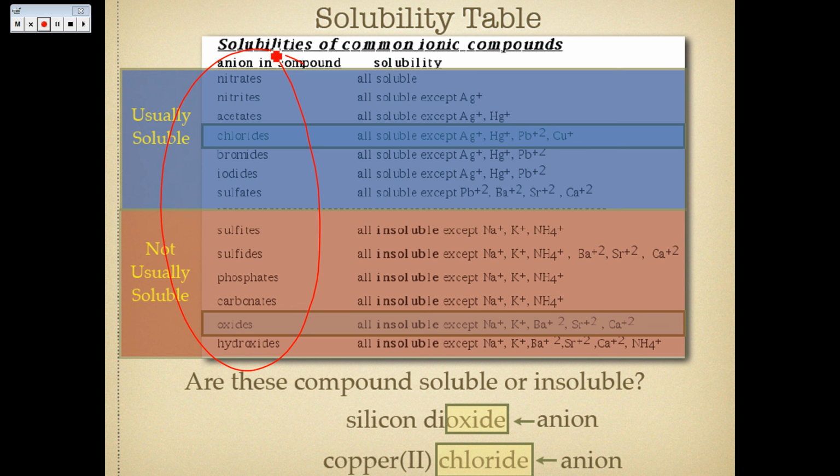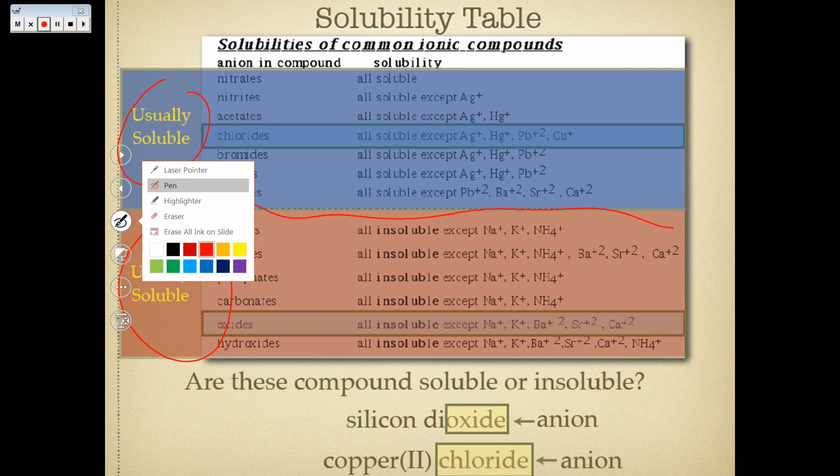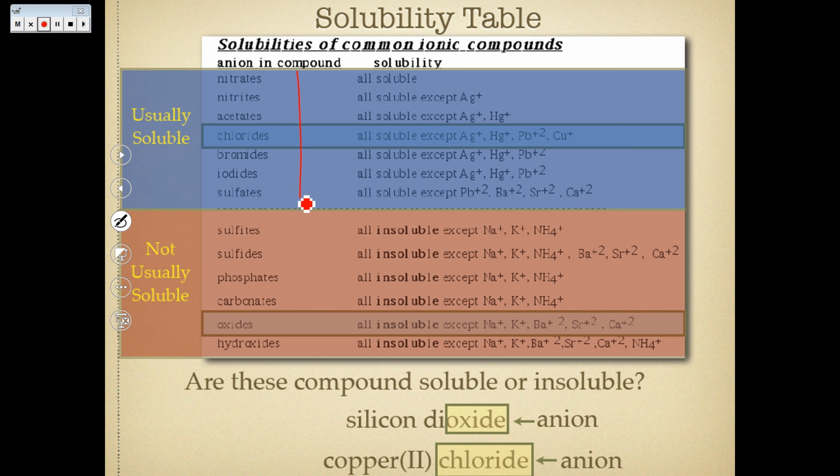Notice that the top part of the table is written in terms of things that are usually soluble, and then it changes at the bottom to things that are usually insoluble. What that means for you is that the anions shown on the top part of the table are mostly soluble with certain exceptions. On the bottom part of the table, these are mostly insoluble, with exceptions being the ones that are listed there.